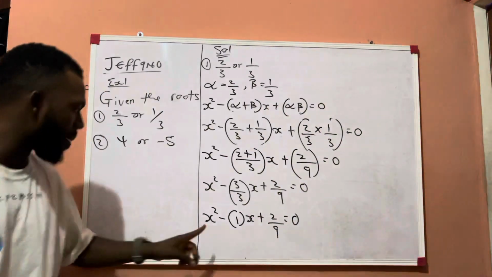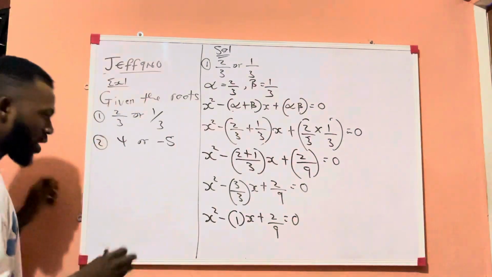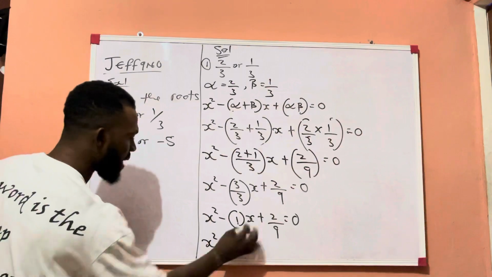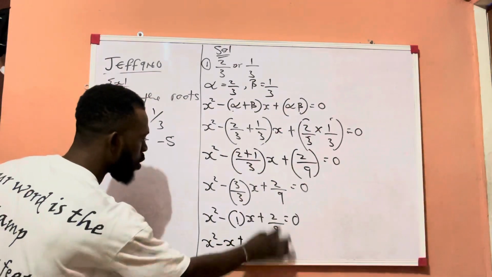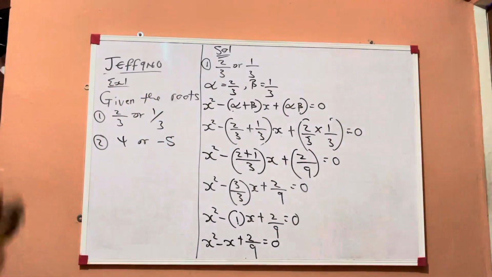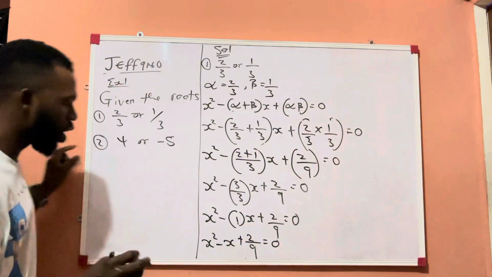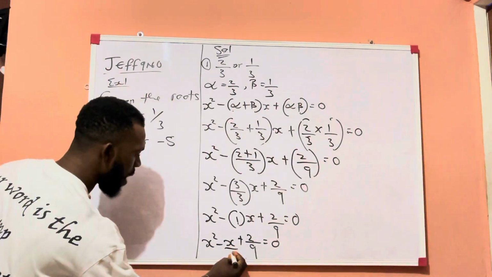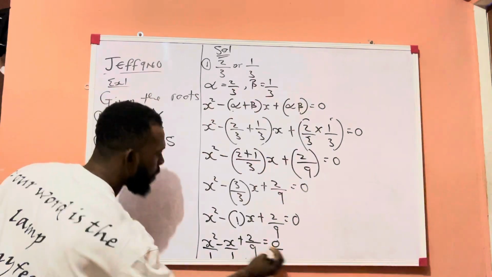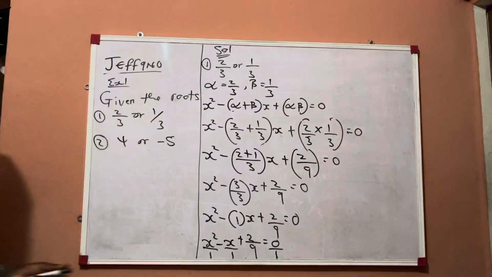Now, without wasting time, 1 times x will give us x. There is not like 1x, just x. So what do we have now? X squared minus 1 times x is x plus, what do I have here? 2 over 9 equal to 0. Now, you will notice that 2 over 9 is a fraction. So what do we do? Base x over 1, base x squared over 1, base 0 over 1, and then you look for the LCM.